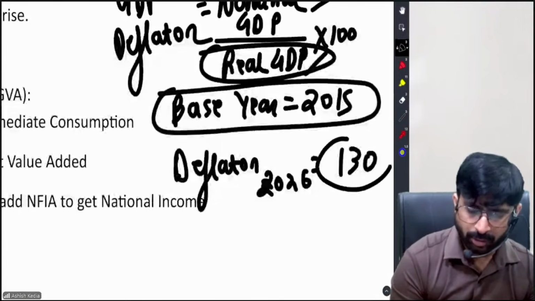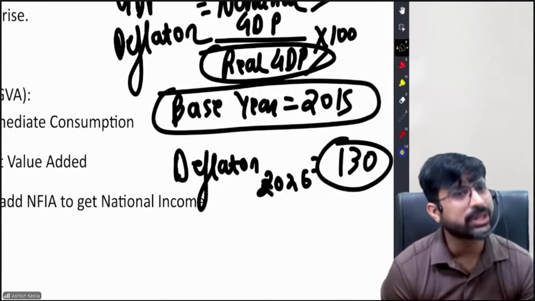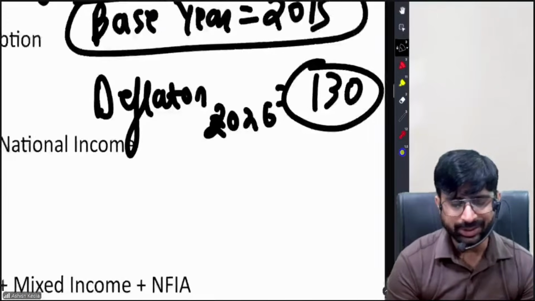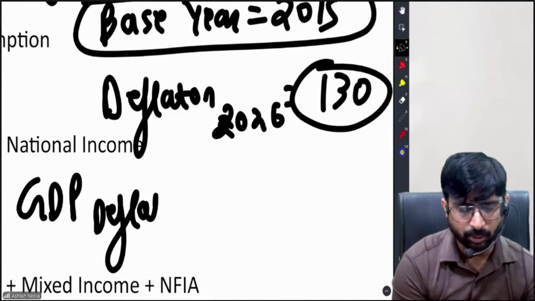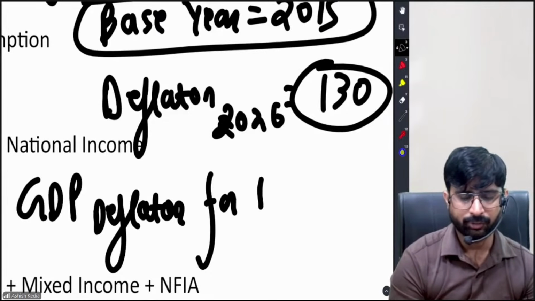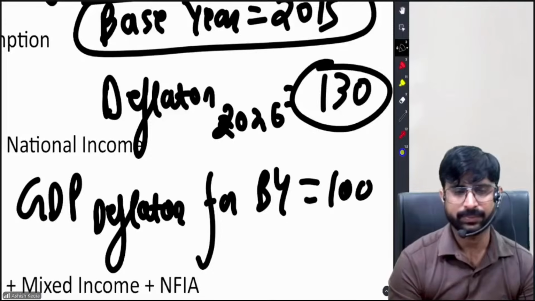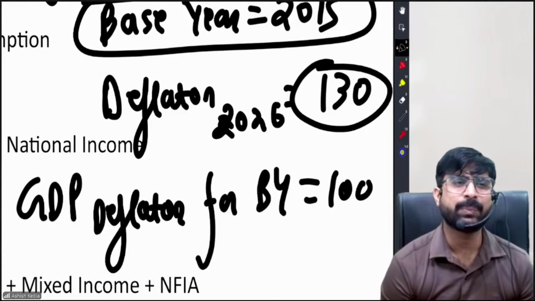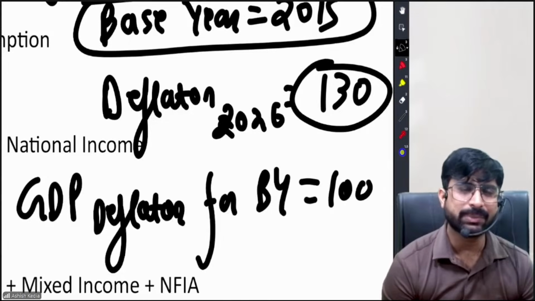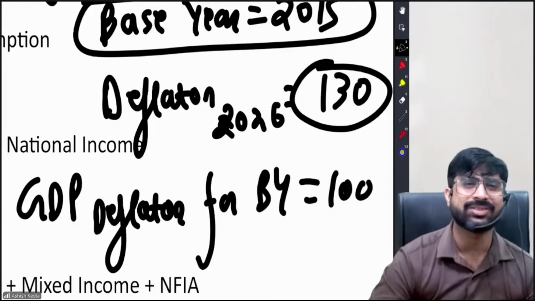GDP deflator is nominal GDP by real GDP into 100. So if the deflator for 26 is 130, what you need to understand, and you should write it down also, is that the GDP deflator for the base year is 100. So if for any year you get a GDP deflator of 100, it means that year is the base year.